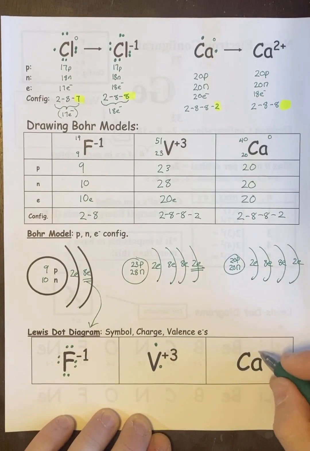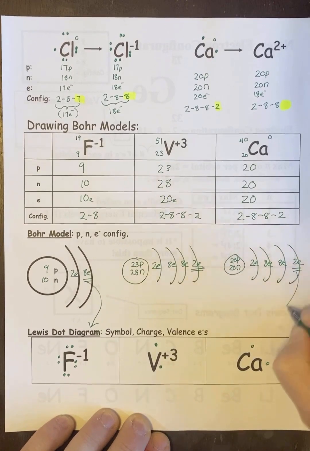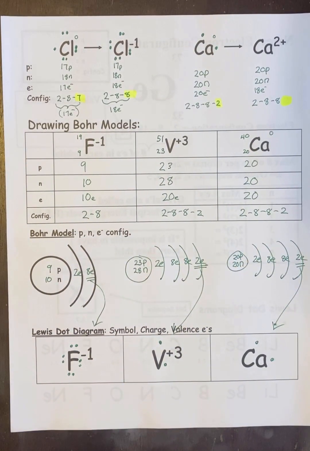And calcium, 0, you don't have to write the 0 in. 2 valence electrons, so 2 dots. And that is how to do Lewis and Bohr models.